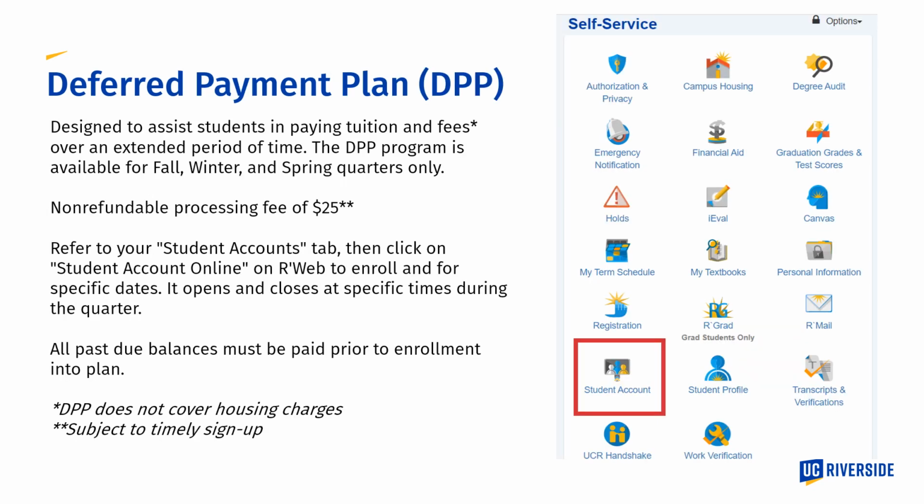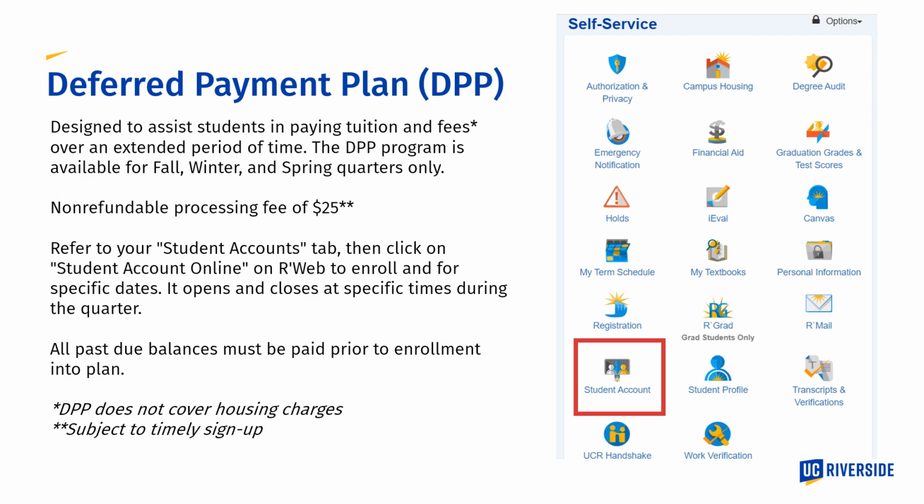Lastly, there is a deferred payment plan. This is designed to assist students in paying for tuition and fees over an extended period of time. Note, however, that the plan does not cover housing charges. The DPP program is available for fall, winter, and spring quarters only. There is a non-refundable processing fee of $25, which is subject to timely sign-up.